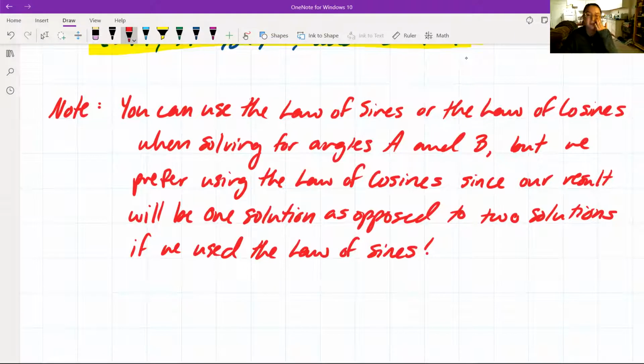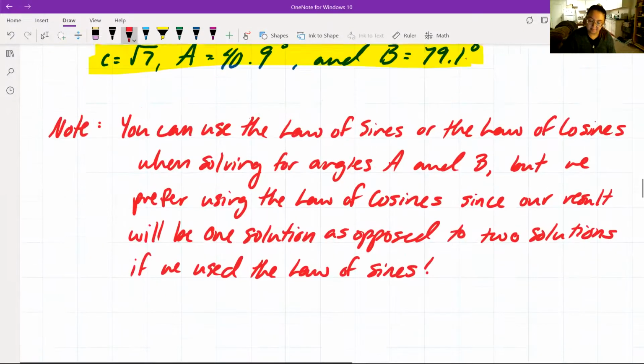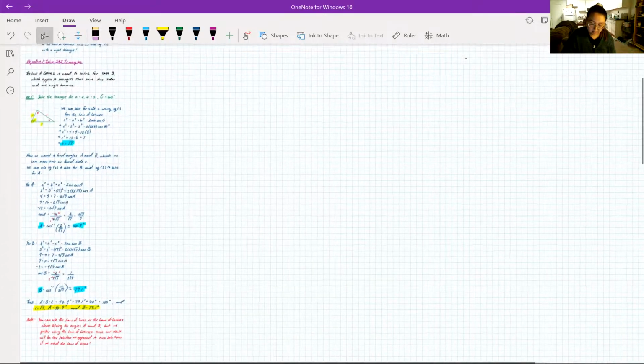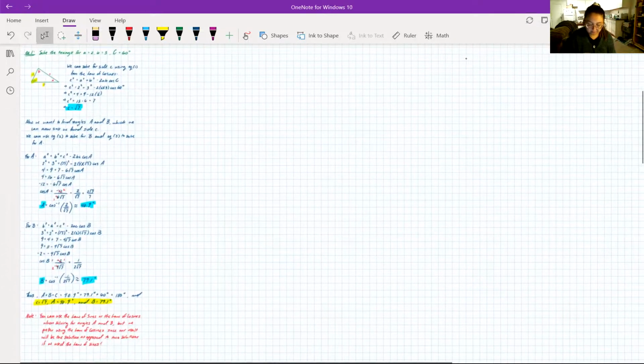So just a note that you can use both. Just using the law of cosines is going to end up being easier since you don't have to do any of that checking to see which one is going to be correct and which one is going to be incorrect. You will just get the one final solution when using the law of cosines. So let's zoom out real quick. Quite the long problem there.